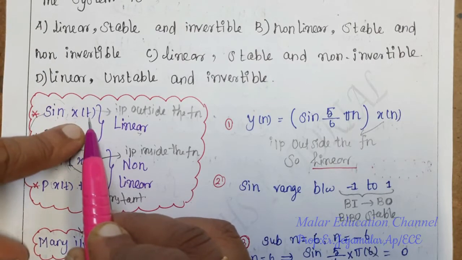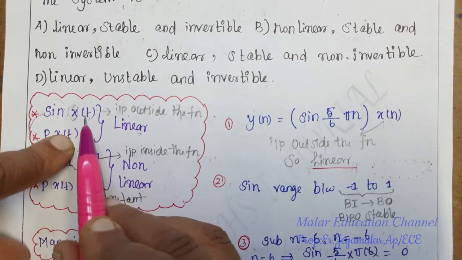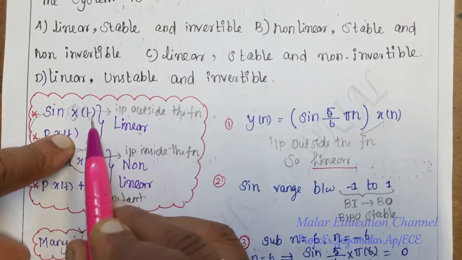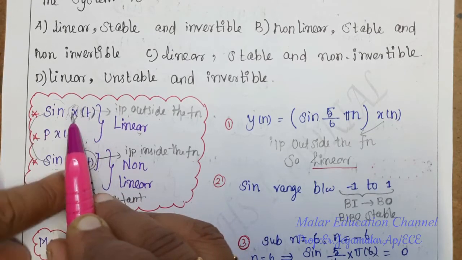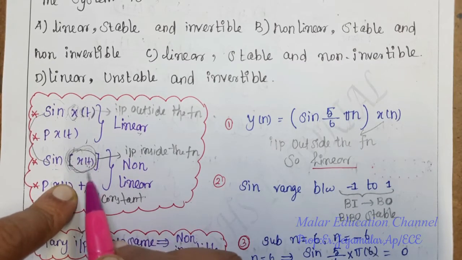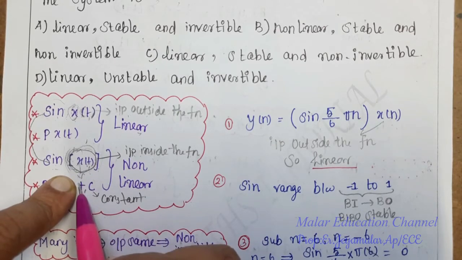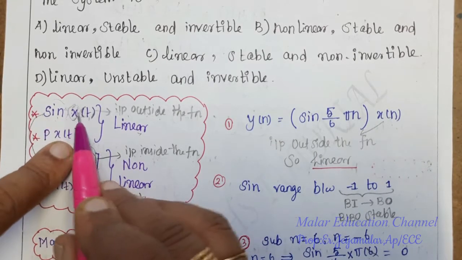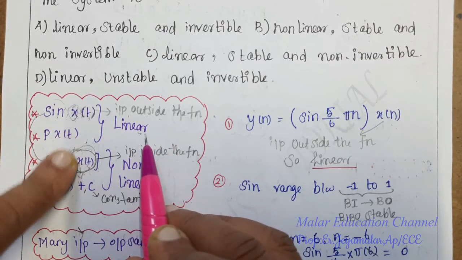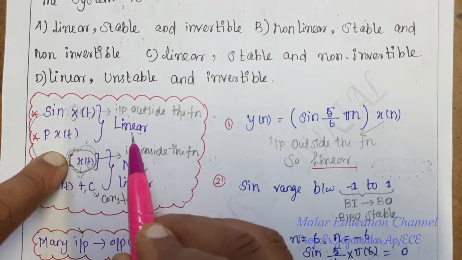Look at the x of t term. If x is inside the function, within the bracket of the sine, it is inside the function. Here, x is outside the function. If the input is outside the function, that is linear. And p is a product term; p times x of t is also linear.